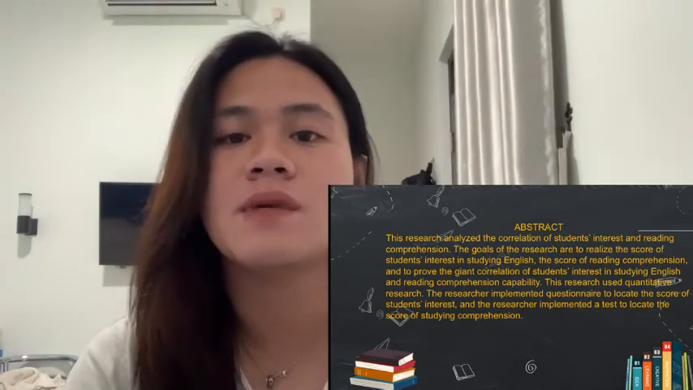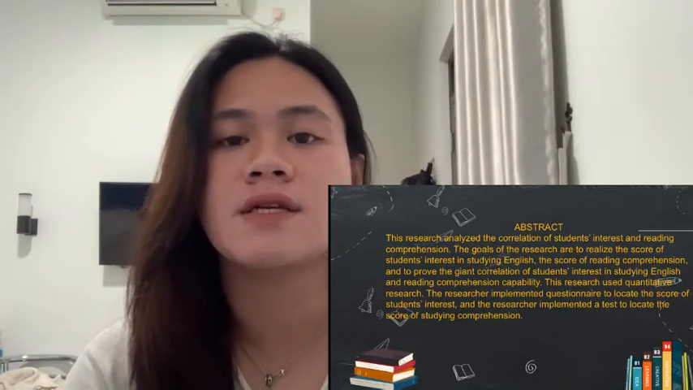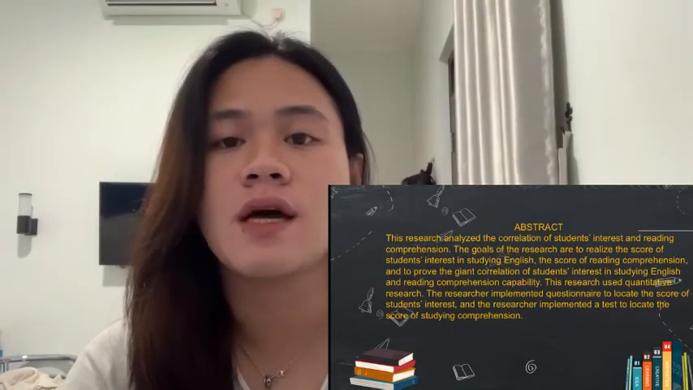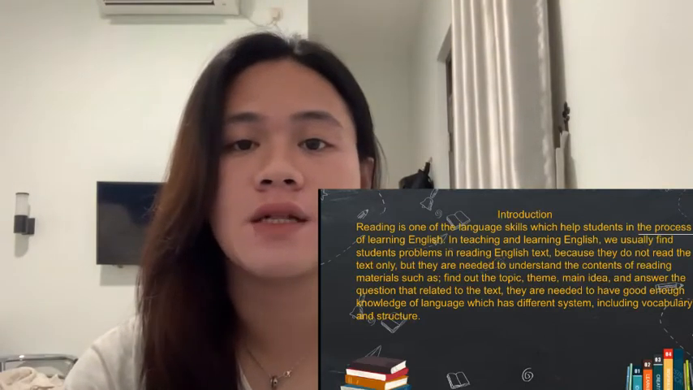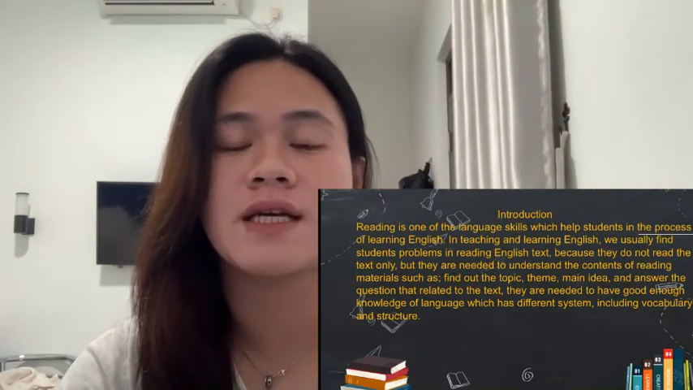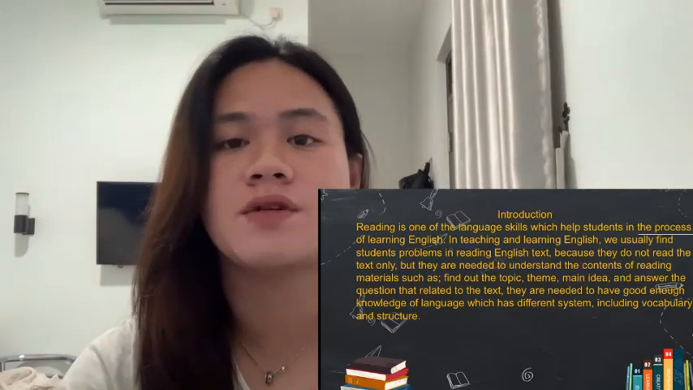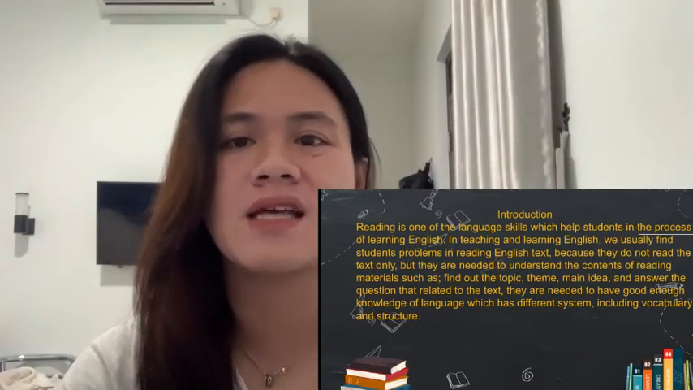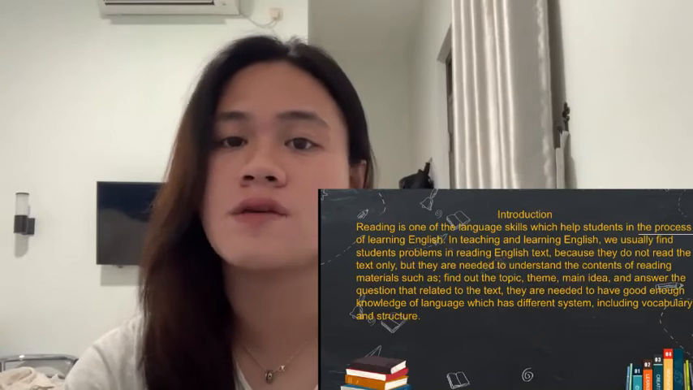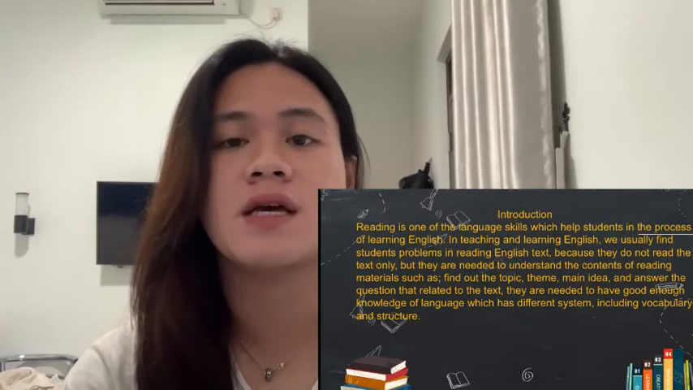The research implement questionnaire to locate the score of student interest, and the research implement a test to locate the score of studying. Introduction. Reading is one of the language skills which helps students in the process of learning English. In teaching and learning English, we usually find student problem in reading English text because they do not read the text only, but they are needed to understanding the context of reading materials, find out the topic, their main idea, and answer the question they relate to the text.